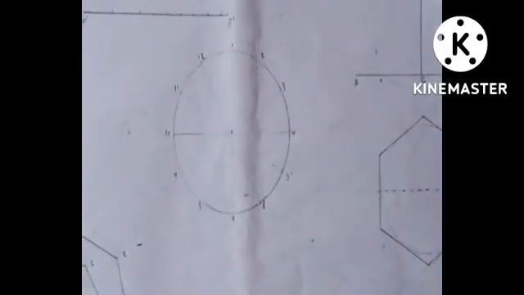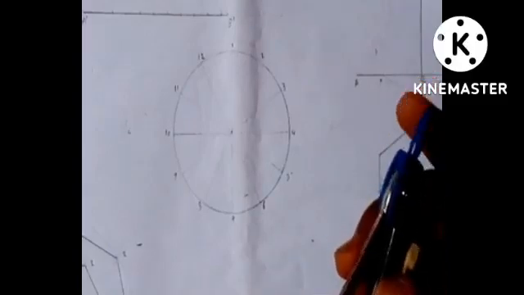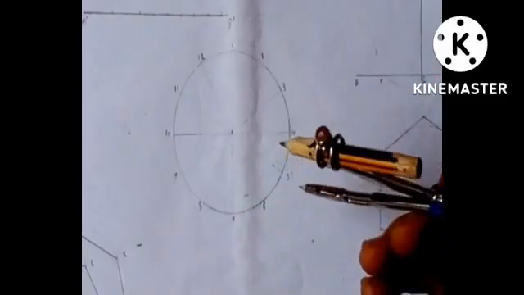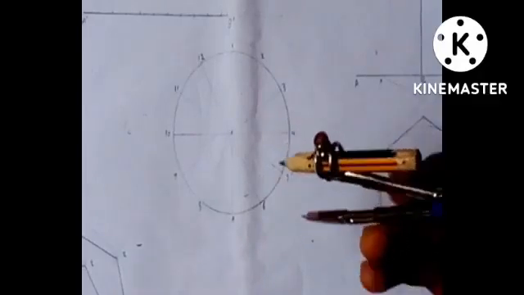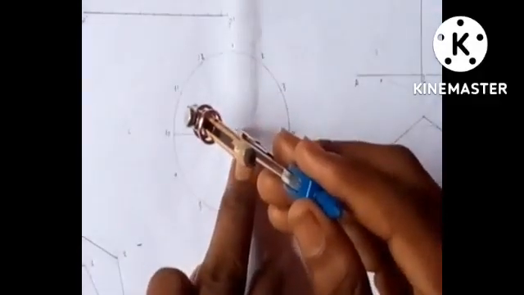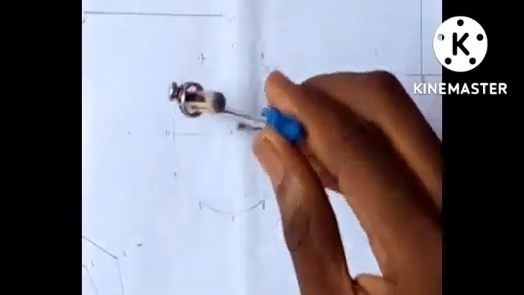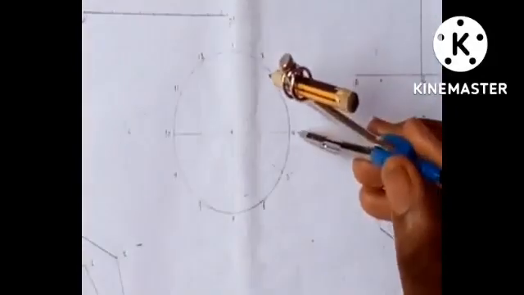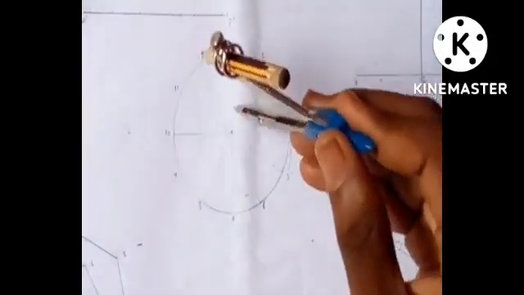The second method, I'll just demonstrate it. You can easily practice it out. After drawing a circle like this, the second method involves you opening your compass to the radius of the circle. So in this case, now you draw an arbitrary horizontal and vertical diameter.